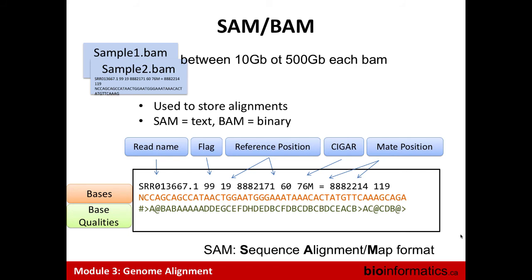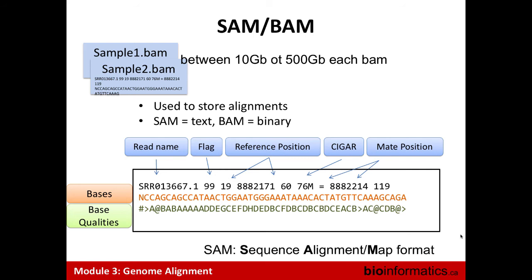Then you've got the reference position of your reads, so the chromosome and the location on this chromosome. You've got the mapping quality, the Phred score of your reads. And you've got the CIGAR string. The CIGAR string gives you information on how the sequence base pairs have been mapped. So here it's a 76 base sequence, and it says 76 match.